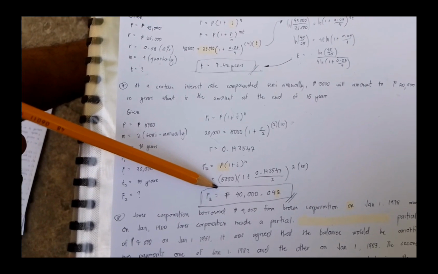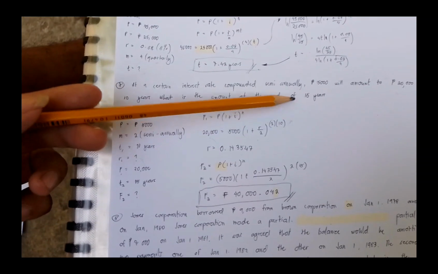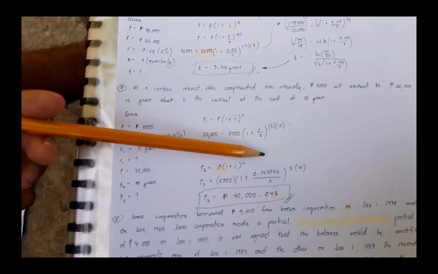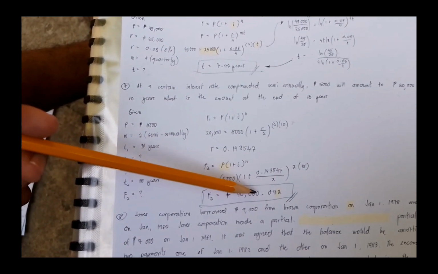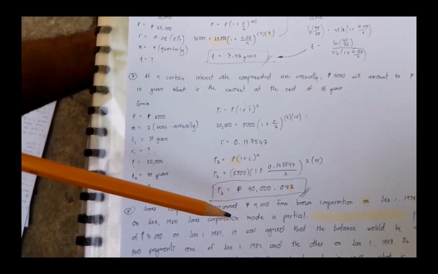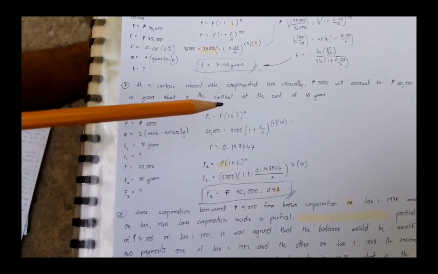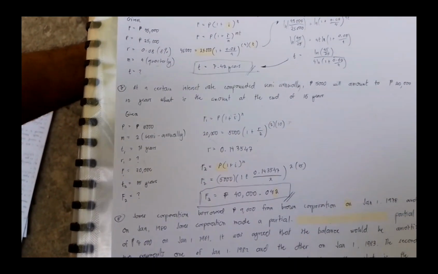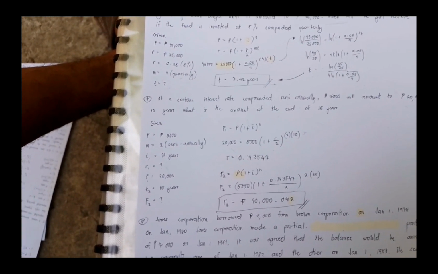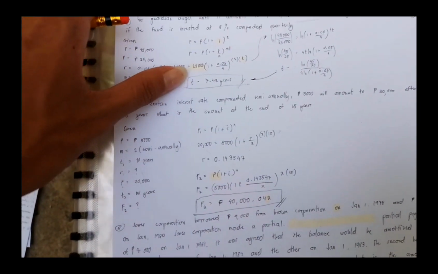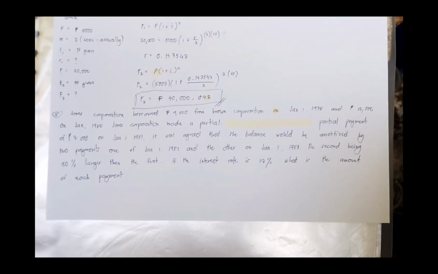So our answer for the future value after 15 years at a rate of 0.143547 would equal 40,000.042. This is our future value, or maturity value, at the end of 15 years at a rate of 0.143547.